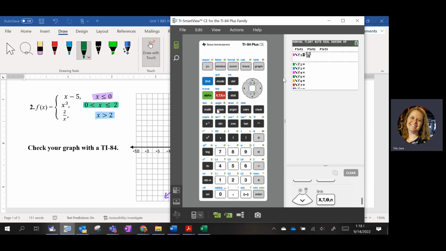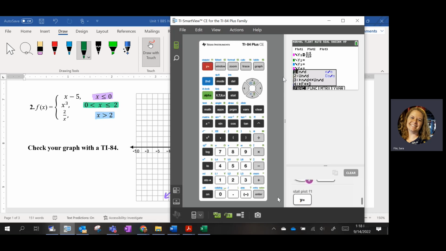How do I get the inequality again? Second math. Okay, and this one is less than or equal, so it is the sixth option down. Okay, 0. Okay, and I'm going to go ahead and skip down to the third one and enter it. I'm going to come back to the second one because that's the special case.